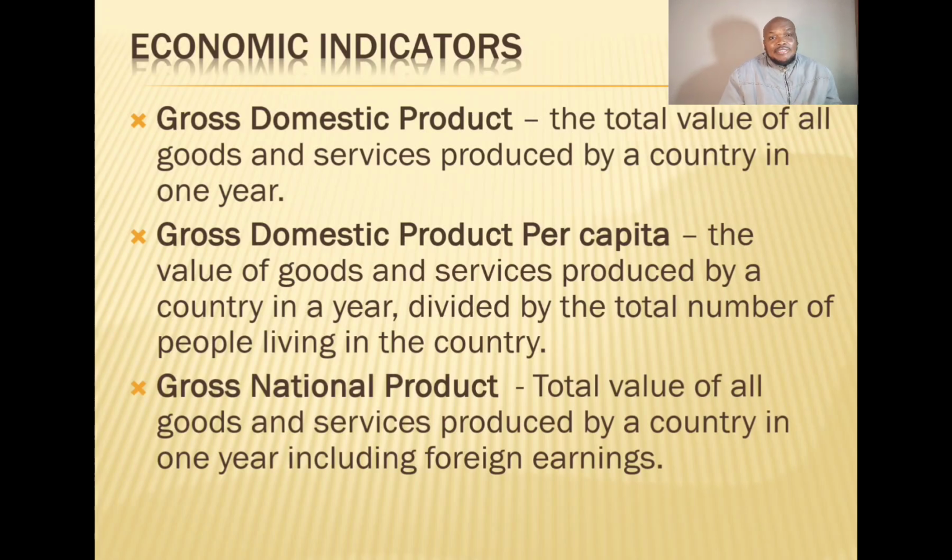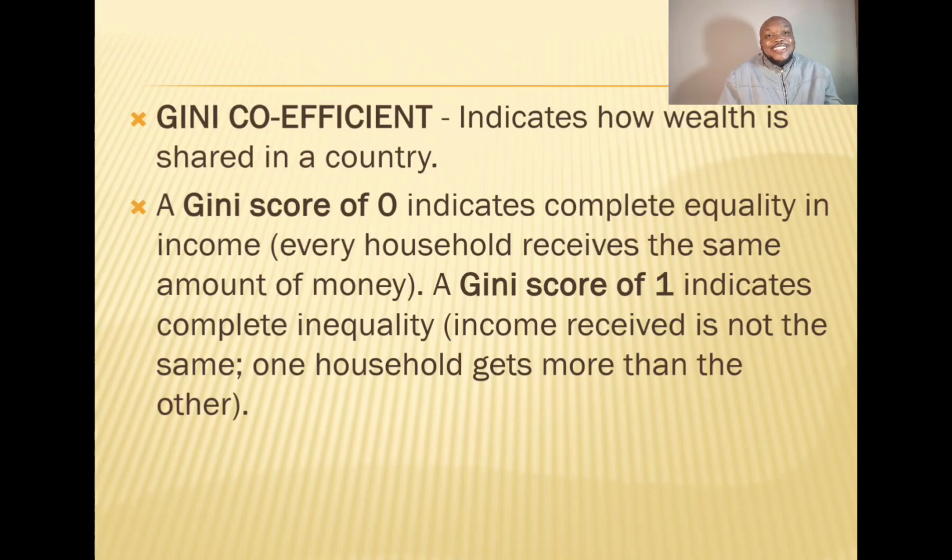Then we also have, in economic indicators, the gross national product. The gross national product is the total value of all goods and services produced by a country in 1 year, and it includes foreign earnings.